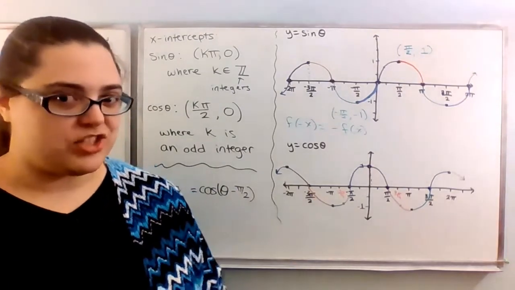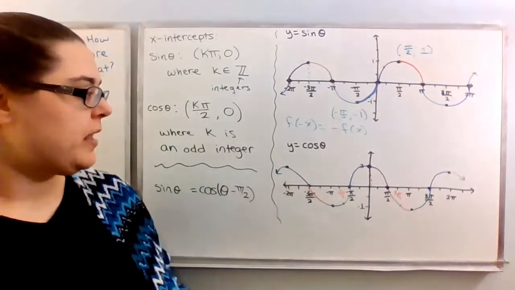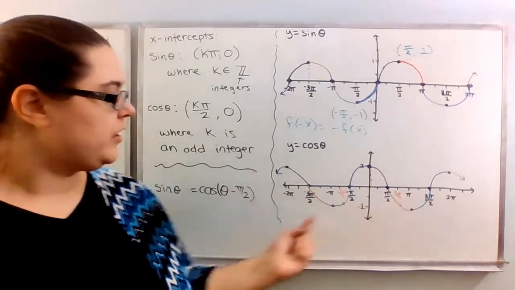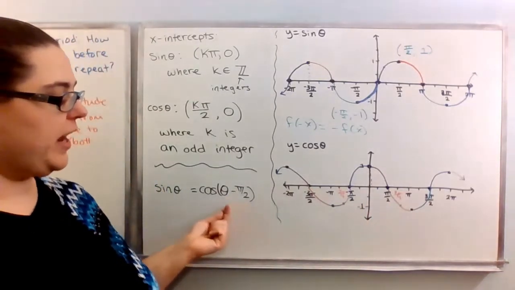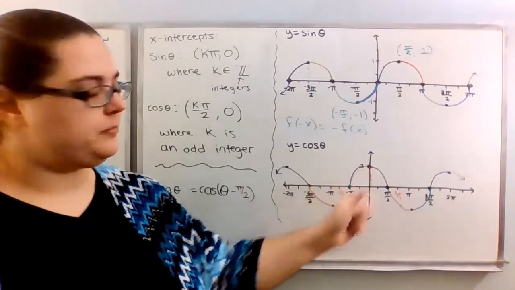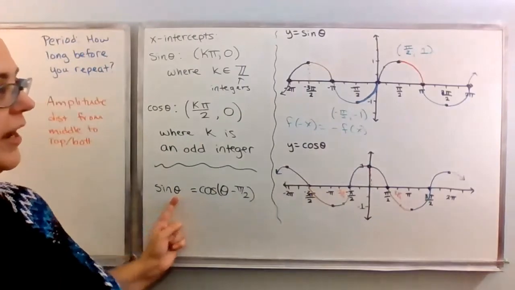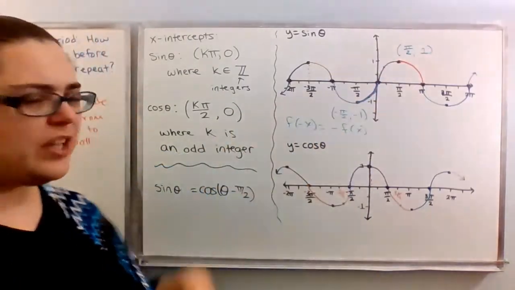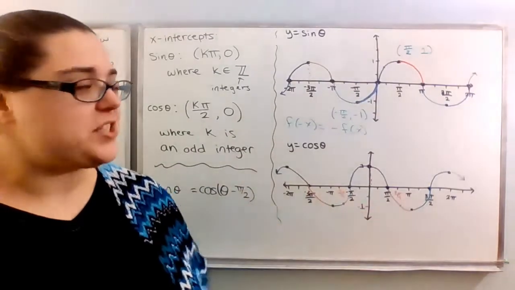So let's try this out. Let's check it and make sure we did that correctly. So I'm going to pick a value for theta, let's say pi halves. So if I do pi halves minus pi halves, I get 0, and cosine of 0 is 1. Sine of pi halves is 1. So we did that right. So that's not a proof, but that's a real quick check.